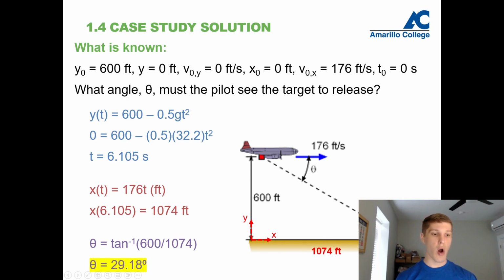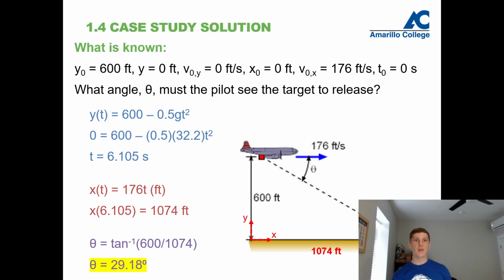So I can just draw myself a triangle. In the time it takes to fall 600 feet, it then travels 1,074 feet. I can say that opposite angles across two parallels are equal. So I draw a parallel line here. If this is my theta, this is also my theta. And so I can immediately see that my theta is the tan inverse of 600 divided by 1074. So my theta becomes 29.18 degrees.